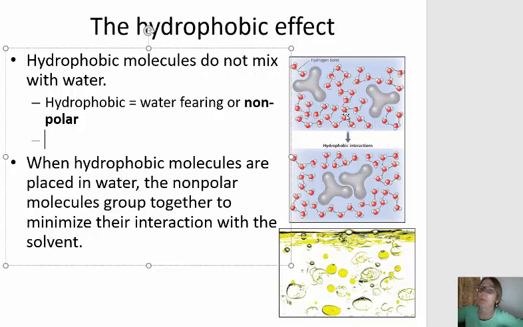So in this graphic up here, we see these little water molecules that are connected by the dotted lines, which means they are hydrogen bonding. And these larger gray images represent nonpolar molecules, hydrophobic molecules, oil molecules. They cannot engage in hydrogen bonding. So what the nonpolar or hydrophobic molecules will do when they're placed in water is they will gravitate toward one another to minimize their interaction with the polar solvent. And at the bottom of the graphic, we see an image of oil in water.